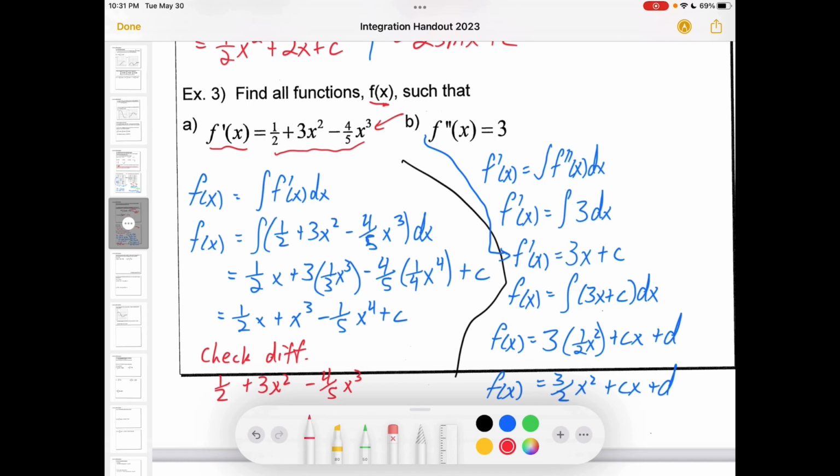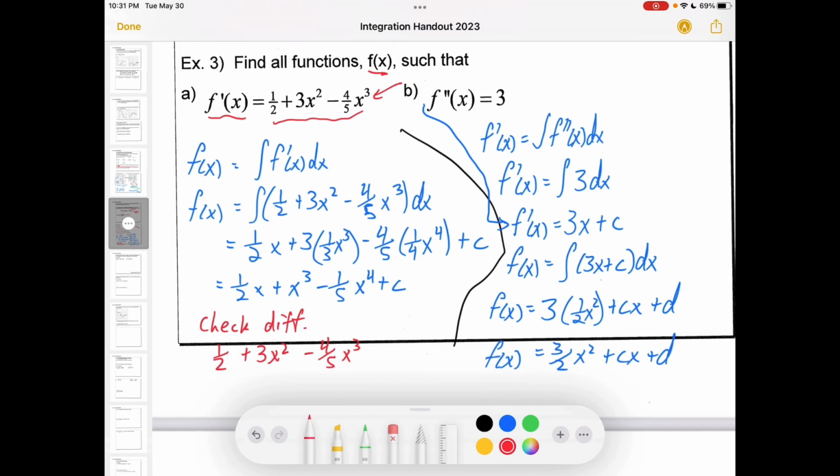So we get 3 over 2 x squared plus cx plus d. And we can double check this. If we differentiate that, we'd get f prime is 3x squared plus c. Sorry, not 3x squared. 3x plus c. And differentiate again, you get f double prime is 3. And that kind of makes sense. The only kind of curve that has a constant concavity is a parabola. And the only thing that really determines the concavity of the parabola is the coefficient on x squared. We can show that through calculus here.